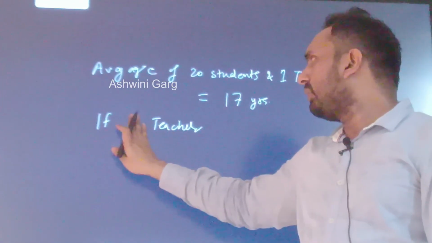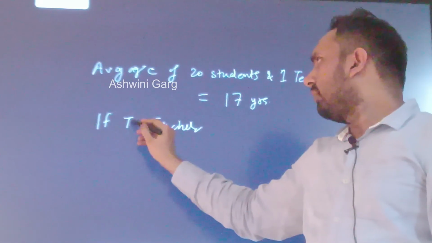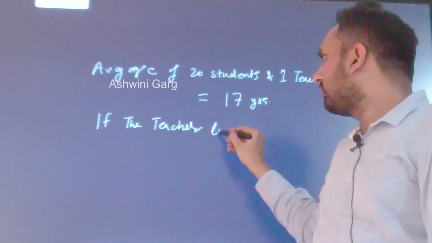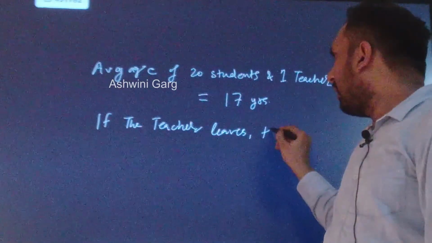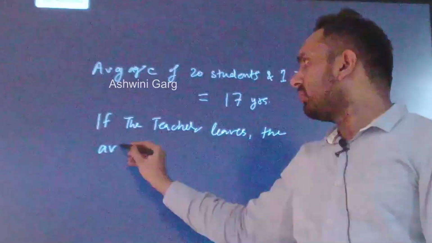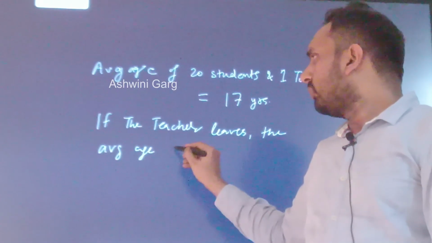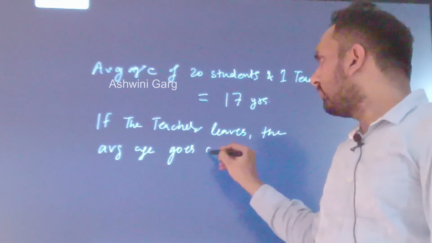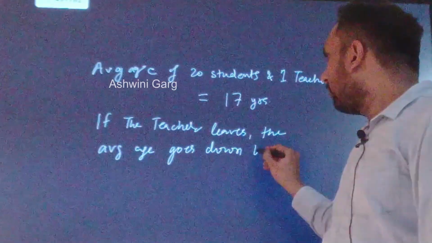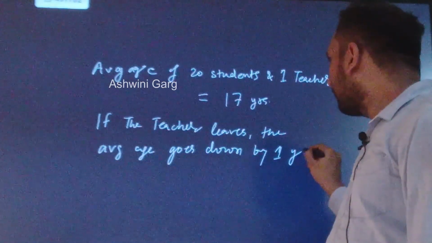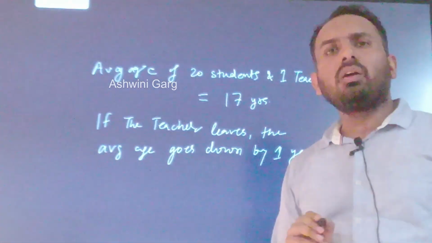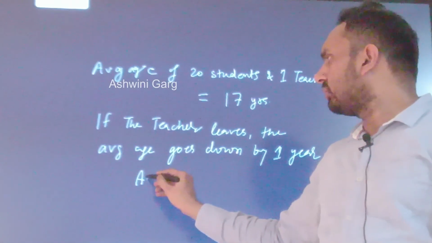If the teacher leaves, the average age goes down by 1 year. Find the age of the teacher.